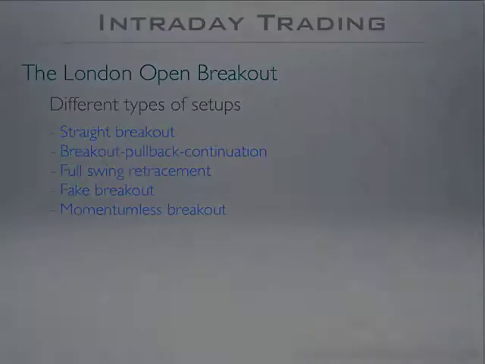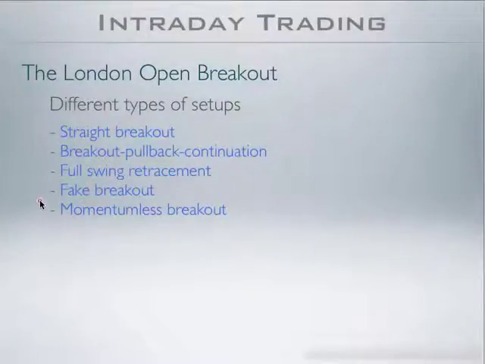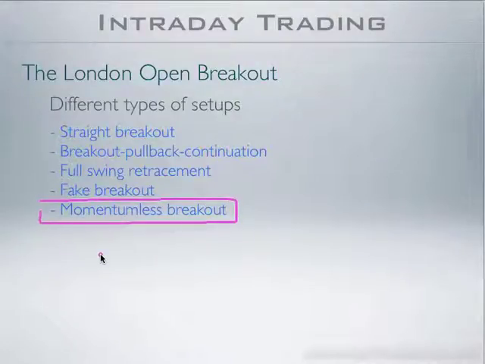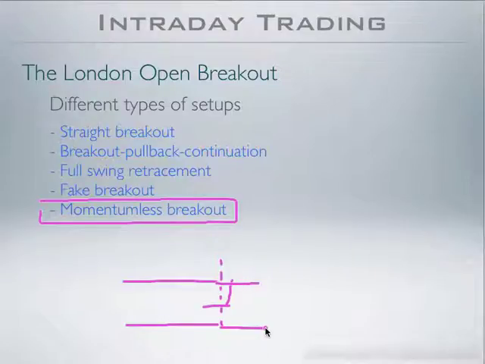First of all, I'm actually going to start off with the last one. Momentumless breakouts. As its own name indicates, it basically means if we have the Tokyo range there, that's 3 a.m. Eastern Standard Time, the London market opens up, price moves into one particular band of the Tokyo range, let's assume the upper band, and then we don't quite get any type of breakout.